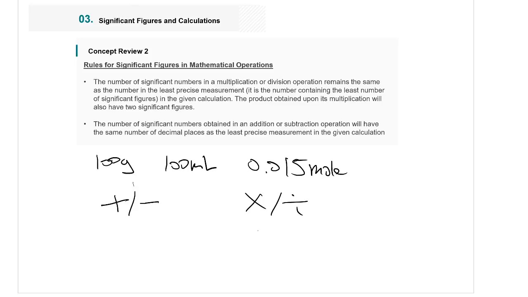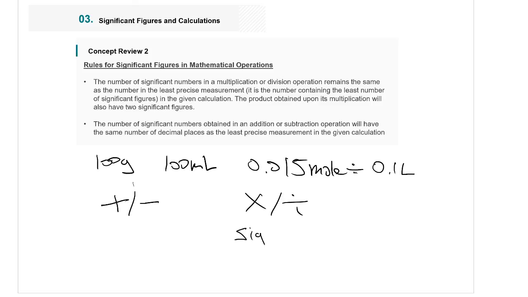Let's start with multiplication and division. Most of the time, when we want to find out the concentration, we have a number of moles divided by the total volume, for example 1 liter, and then we can find out the concentration. So we can do multiplication and division first.